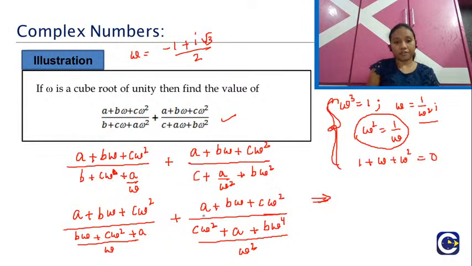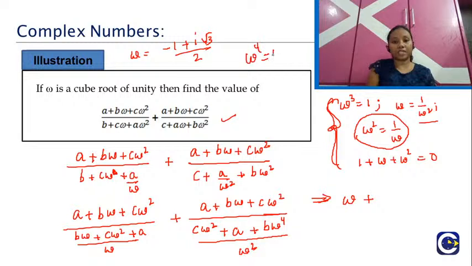Right, so now if you observe the first term, it is A plus B omega plus C omega square. In the denominator also A plus B omega plus C omega square. So these two will get cancelled and I'll be having 1 by omega, which is nothing but omega here. Right. So what about my second term here? It is A plus B omega plus C omega square, but here A plus B omega power 4. So what is omega power 4?